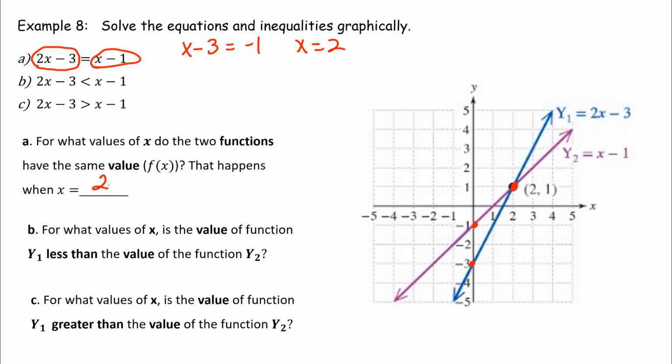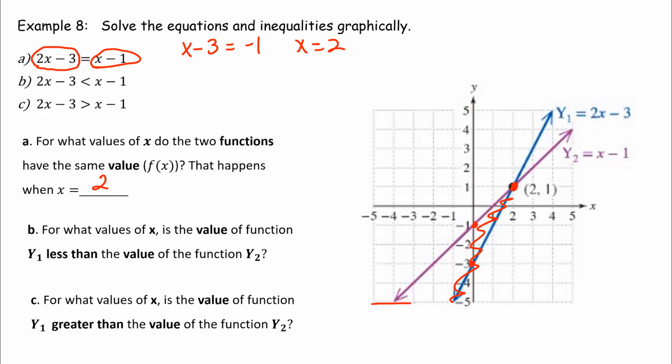On part B, you want to know when is 2x minus 3 less than x minus 1, which is basically asking, if you're talking about the graphic question, when is the blue line below the purple line? If you look at the picture, the blue line is below the purple line in this area. And the question is, what values of x are you talking about? You're talking about all the values of x up to 2.